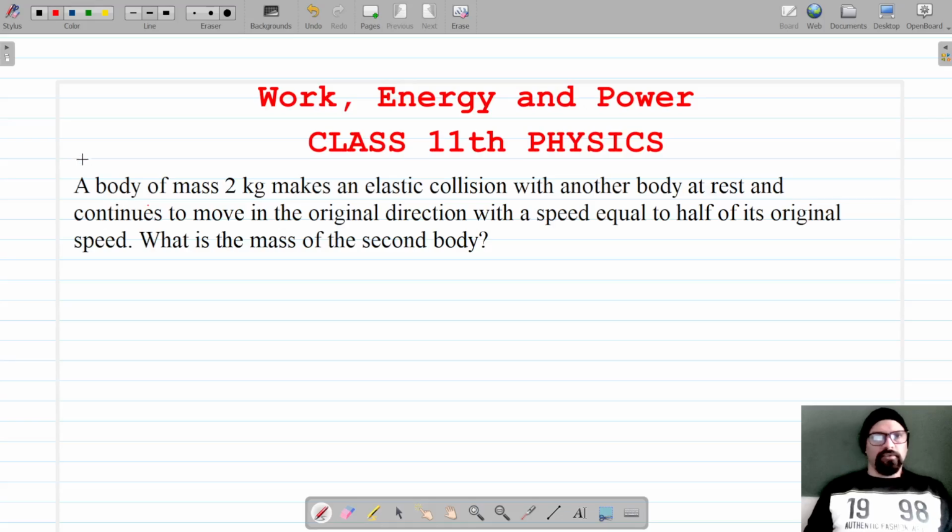Okay, so for this question, a body of mass 2 kg makes an elastic collision with another body at rest and continues to move in the original direction with a speed equal to half of its original speed. What is the mass of the second body?